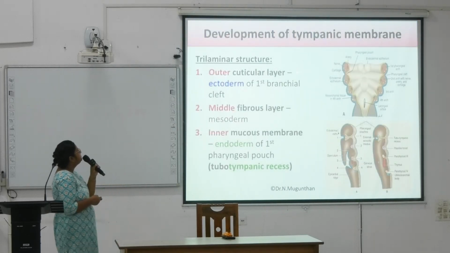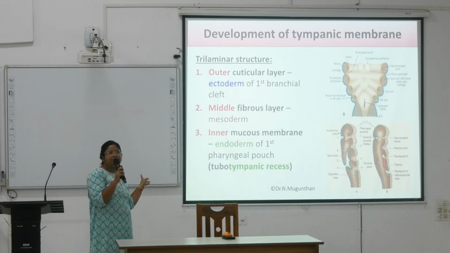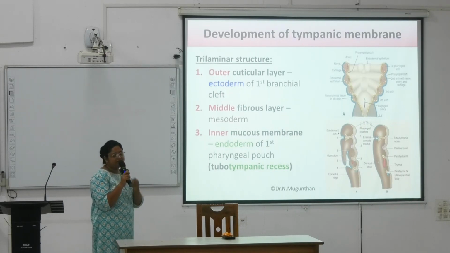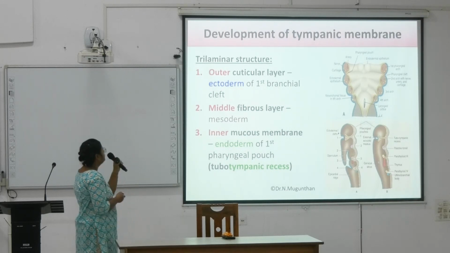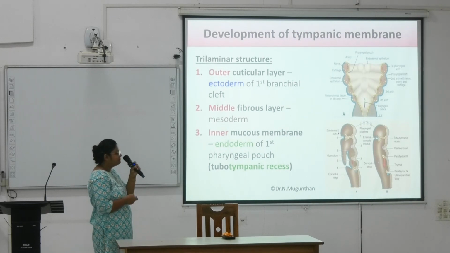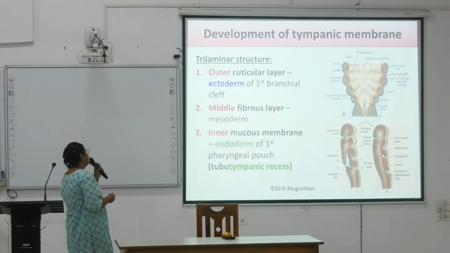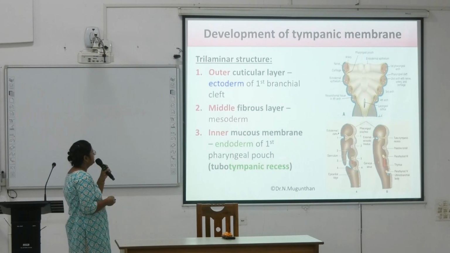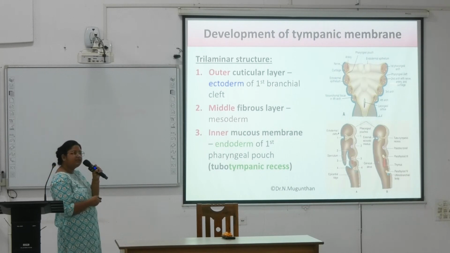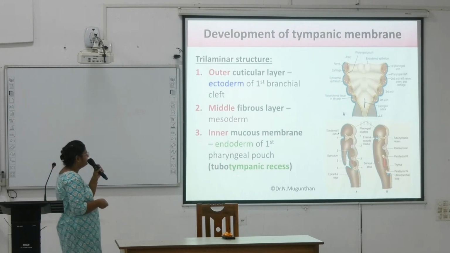Next is development of the tympanic membrane. This is very frequently asked in your viva, and also important for histology and MCQs. The outer cuticular layer is developed from the ectoderm of the first branchial cleft. The middle fibrous layer is developed from mesoderm. The inner mucous layer is developed from the endoderm of the first pharyngeal pouch, that is the tubotympanic recess.